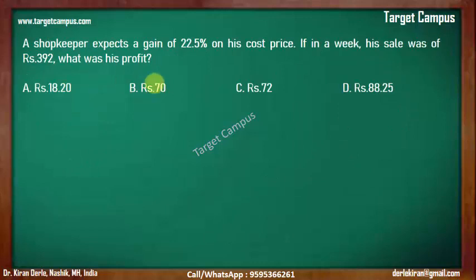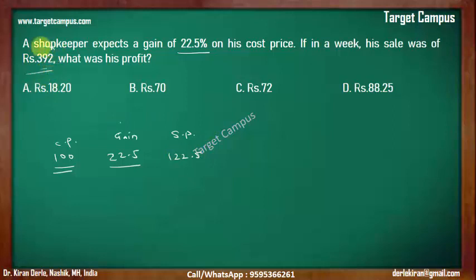A shopkeeper expects a gain of 22.5% on his cost price. So if his cost price is 100, he expects a gain of 22.5 rupees. If in a week his sale was rupees 392, what was his profit? So if cost price is 100, his gain would be 22.5 and his selling price in this case would be 122.5.